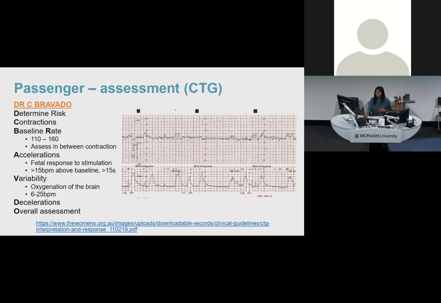C. Bravado. First is to determine the risk. Why were you called to review this CTG in the first place? Then you look at the contractions, where you look at the frequency and the duration of them. On a CTG, the strength isn't demonstrated really well, and that's more through abdominal palpation. Next thing you do is baseline rate, then accelerations, which is the fetal response to stimulation, and variability, which is another good thing that we want.